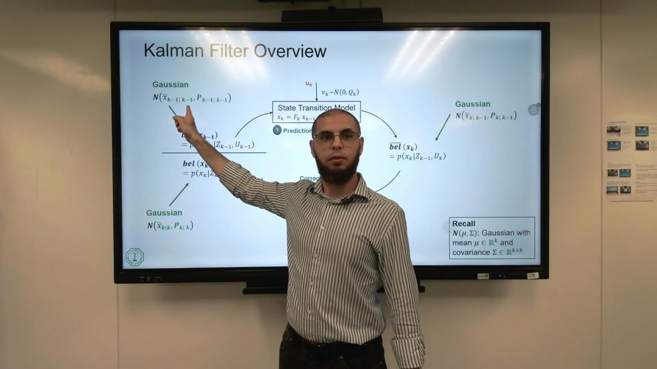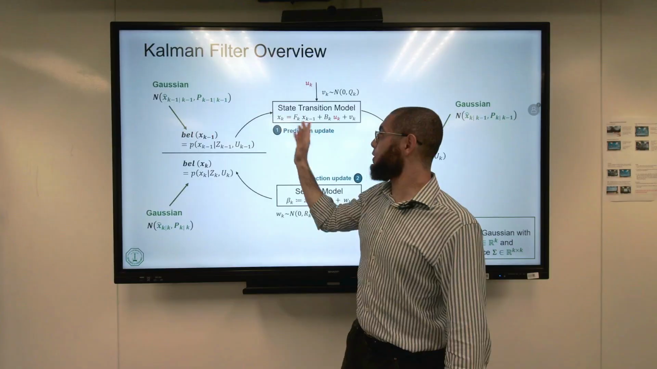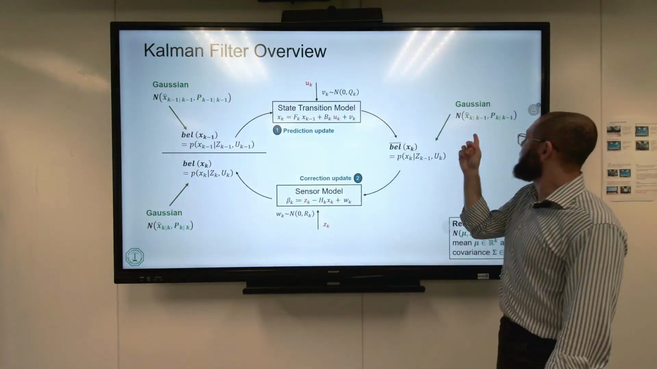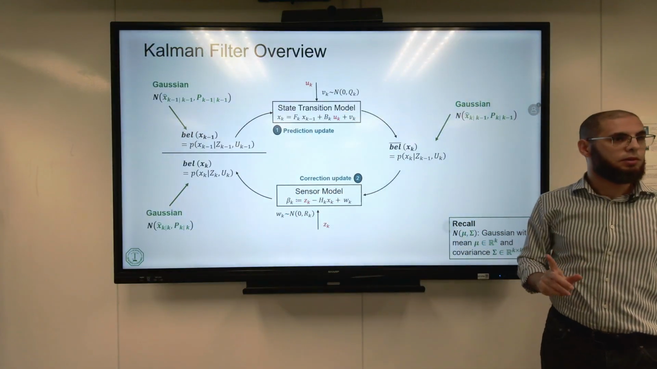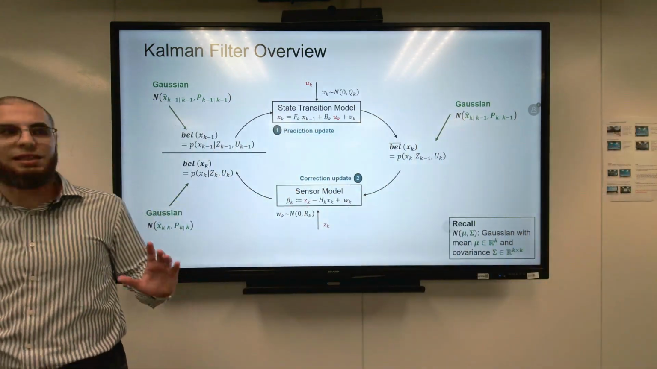The reason why we introduced this bar notation is just to differentiate between this mean and this covariance before the prediction and after the prediction. So before the prediction is given by these two symbols, and after the prediction they are given by these two symbols. Take a look at it so that you really see, just contrast them together.